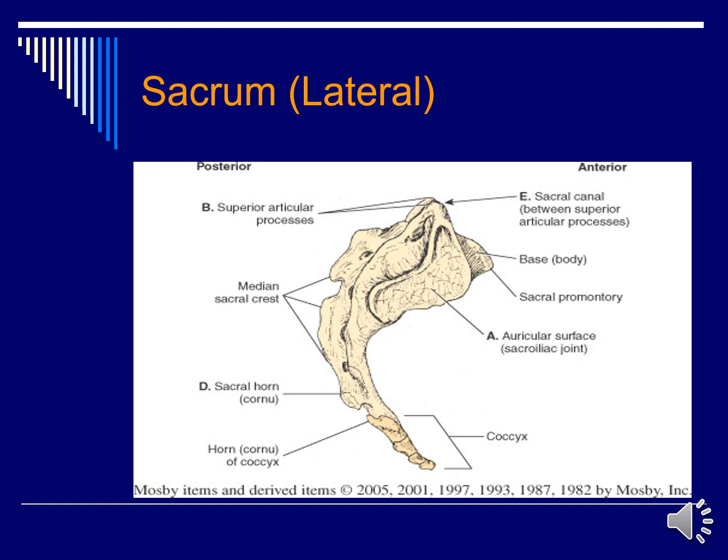Looking at it from the lateral perspective, you can see the superior articular processes there. In between that area, you have the sacral canal. You can see now the base and the body is going to be the most superior with the sacral promontory the most anterior. Now the part that articulates with the ilium on the pelvis is going to be called the auricle, and that surface makes up the sacroiliac joint or SI joint. Now that we're in the lateral view, you can see the median sacral crest, and they are fused spinous processes at birth. Just below that, you see the sacral horn or cornu, and then you also have a horn or cornu of the coccyx.